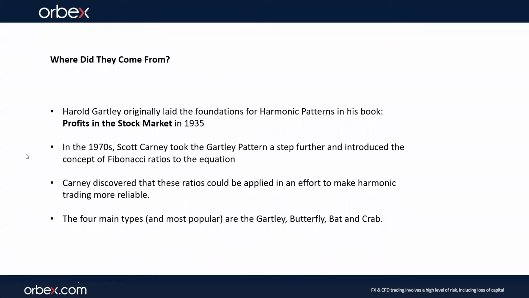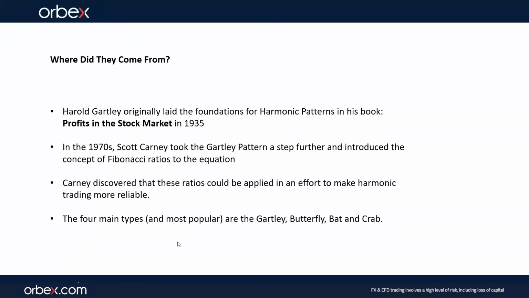So just a brief history on where they came from. A man called Howard Gartley originally laid the foundations for harmonic patterns in his book, Profits in the Stock Market, in 1935. And then in the 70s, another person called Scott Carney took the Gartley pattern a step further and introduced this concept of Fibonacci ratios into the equation. So he basically added a lot more meat to the bone, let's say. And then Carney discovered that these ratios could be applied in an effort to make harmonic trading more reliable.